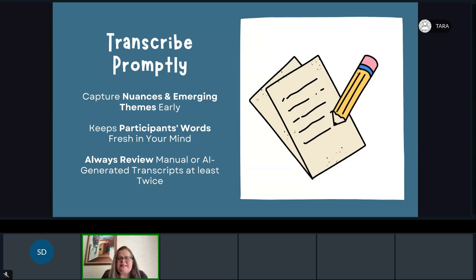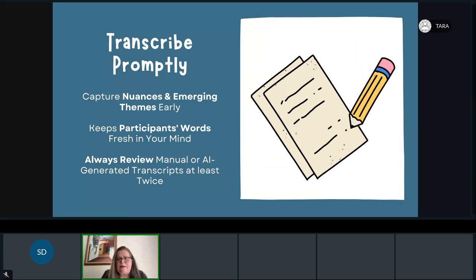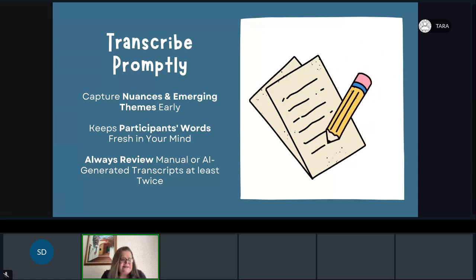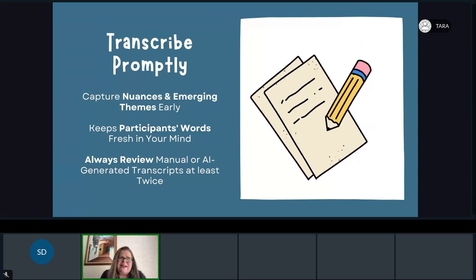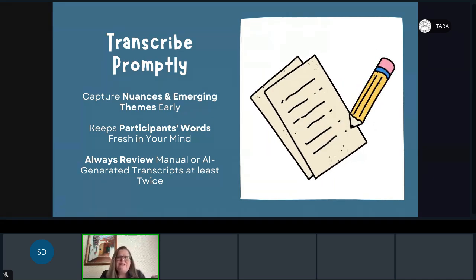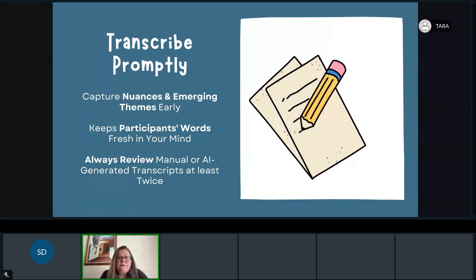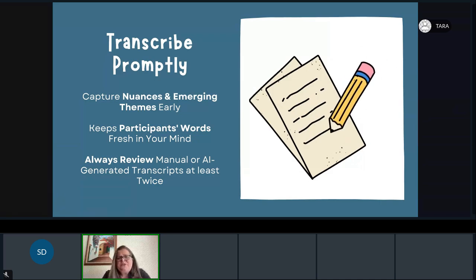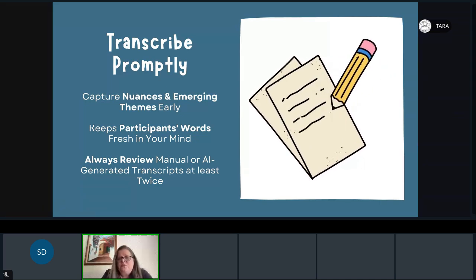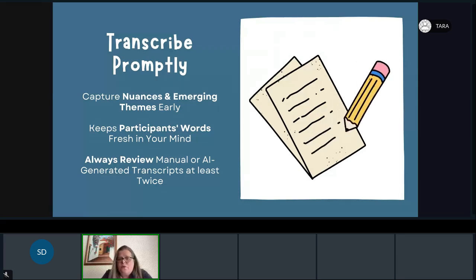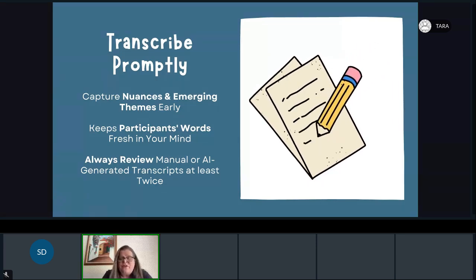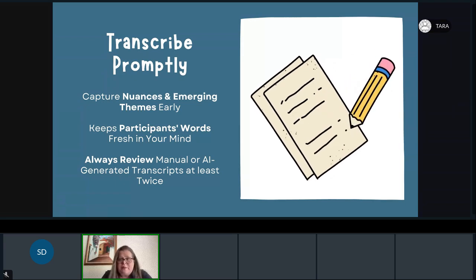It also helps you start identifying analytical structures early, making the next phases of research more efficient. You're going to start realizing that, oh, my participants are kind of saying the same things here. So I'm really seeing these trends and these themes emerge very early on. It also keeps participants' words fresh in your mind. So the more you engage with the transcripts, the more familiar you become with your participants' voices and themes and lived experiences. However, it's super time consuming if you're doing it manually.